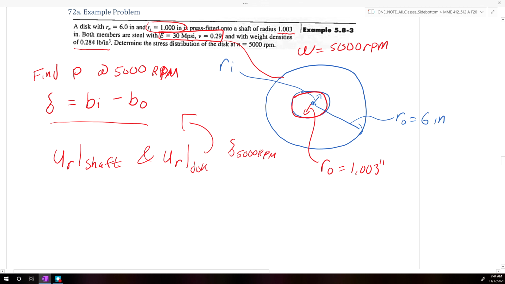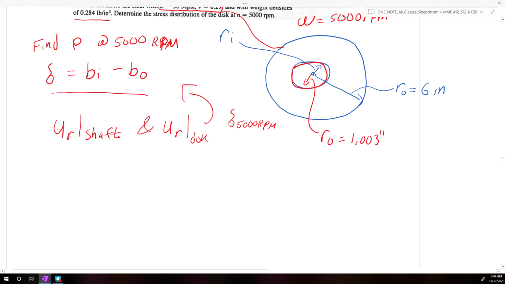Okay, so we know that the radial displacement of the shaft is going to be equal to the radius divided by the Young's modulus times the tangential stress minus the Poisson's ratio times the radial stress. Alright, so what we can do here is consider only the stresses due to rotation at this time.